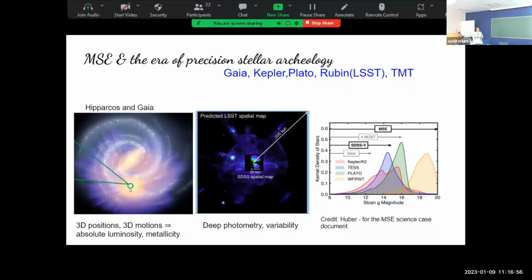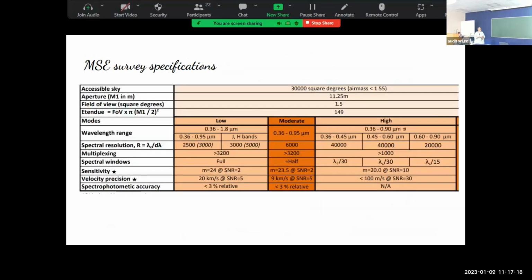So we should be able to study the deep photometry, which would give accurate CMD, color magnitude diagram, and also variability. So these are all important for identifying transients, as well as photometrically identifying dwarf satellites. And also Kepler missions like that would give accurate stellar parameters using asteroseismology. So this is the key specification.